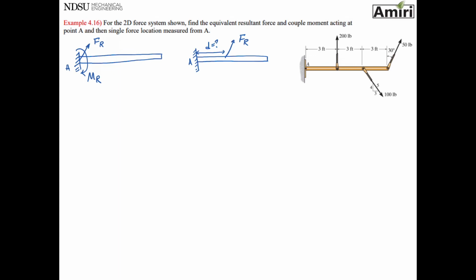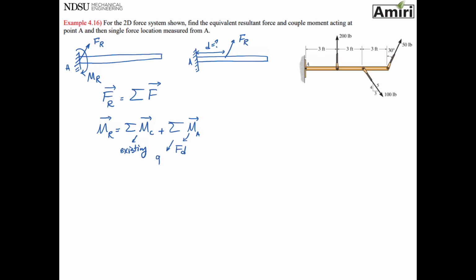The equation that we have for Fr is summation of all forces, and the equation that we have for moment is summation of all couple moments, existing ones, plus summation of, in this case, all F d's, moment about point A. So this is existing, this is generated, because we moved forces to point A. So let's go one by one.